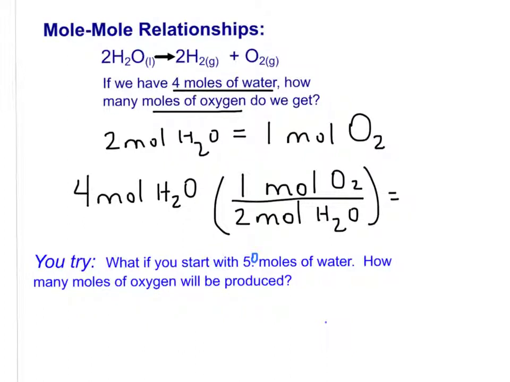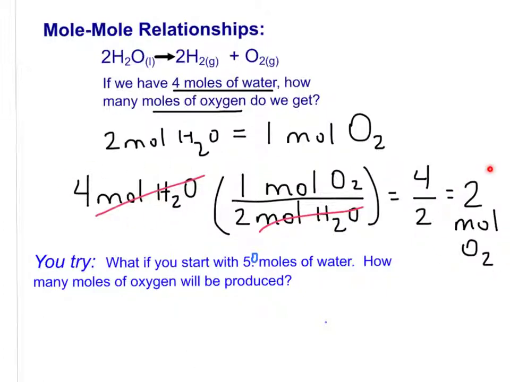Okay, so here is our ratio, our conversion factor right here, just restated. I put the moles of water on the bottom so that those would cancel out. The moles of water cancel out, and I am simply left with 4 divided by 2 moles of oxygen, which is going to be 2 moles of oxygen. So if I start with 4 moles of water, I can produce 2 moles of oxygen.